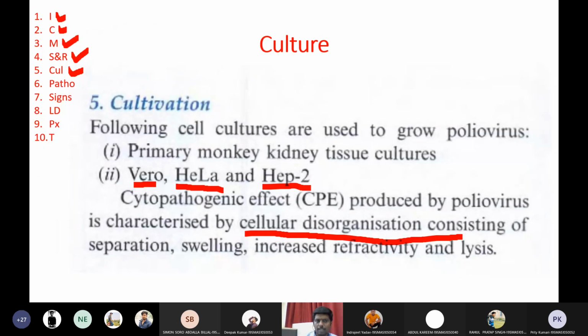And this virus can be cultivated in primary monkey kidney cell lines, or we can also use Vero, HeLa, and Hep2 cell lines for the growth of these viruses.